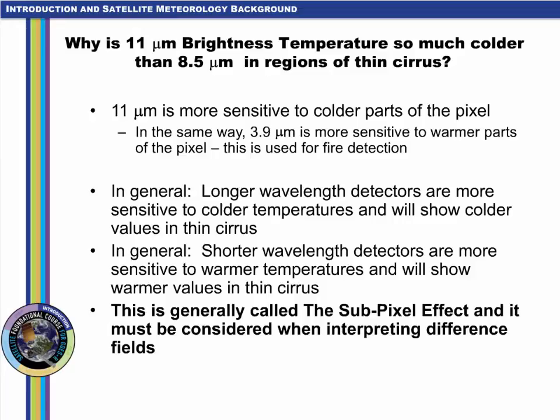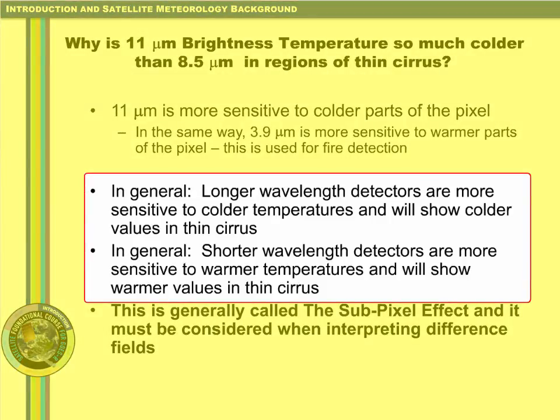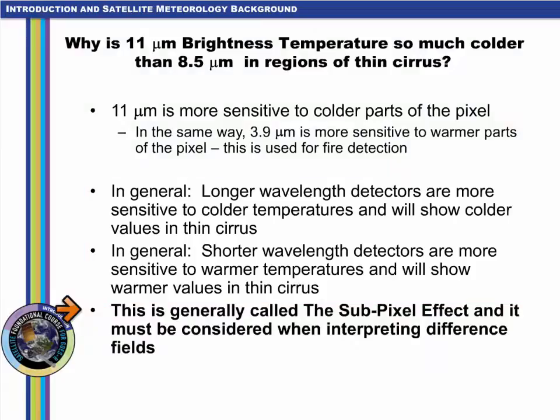When a cloud is not opaque, completely filling a pixel, parts of the pixel will be filled with colder regions and parts will be filled with warmer regions. Shorter wavelength detectors are more sensitive to these warm regions, and longer wavelength detectors are more sensitive to colder regions. And this subpixel effect leads to differences in computed brightness temperatures in the ABI bands that are independent of gas absorption.